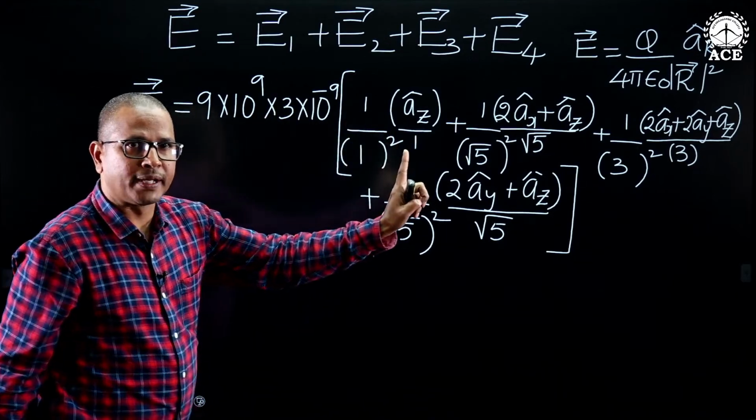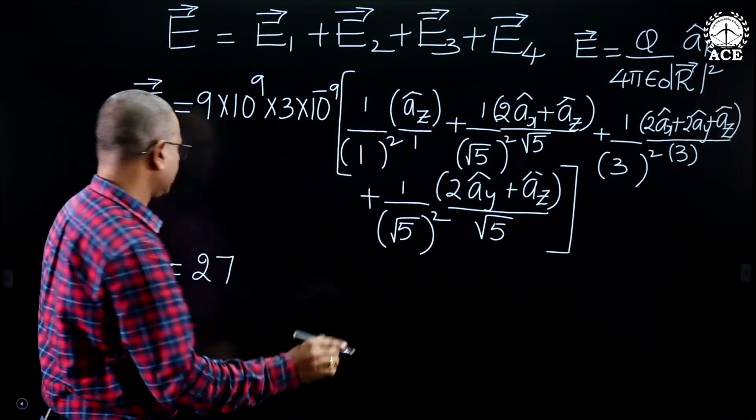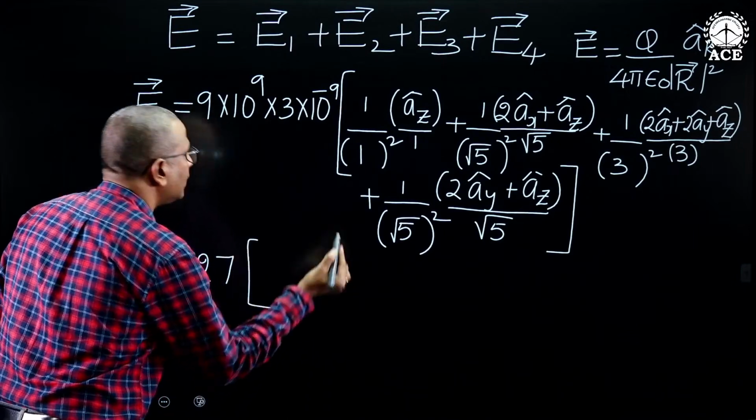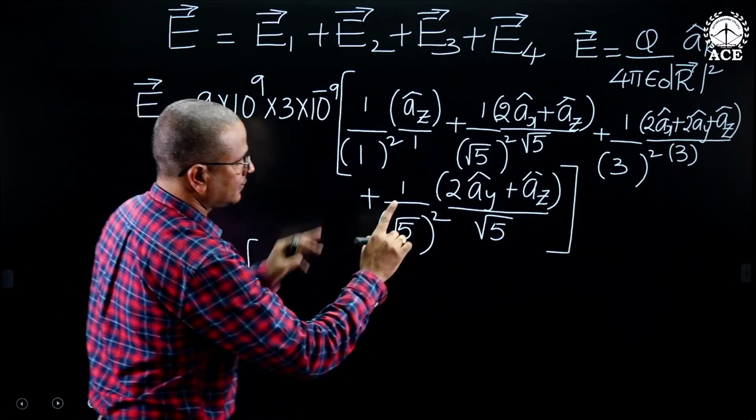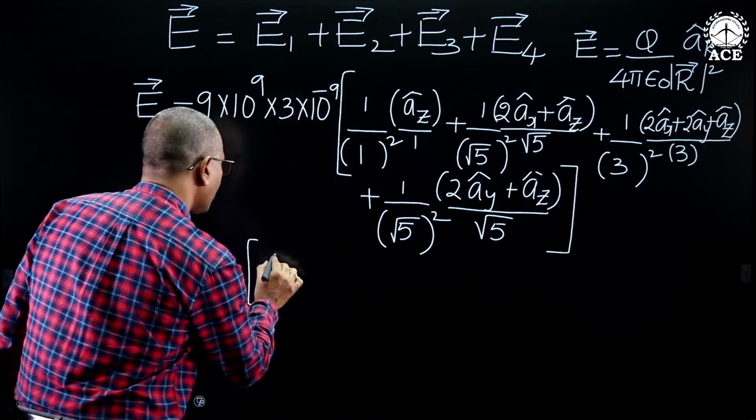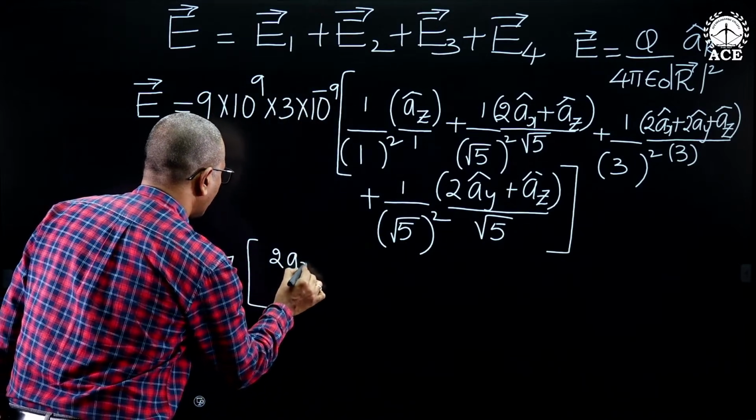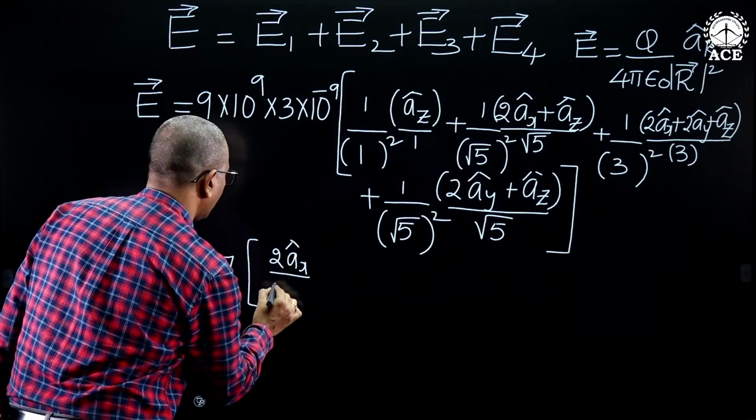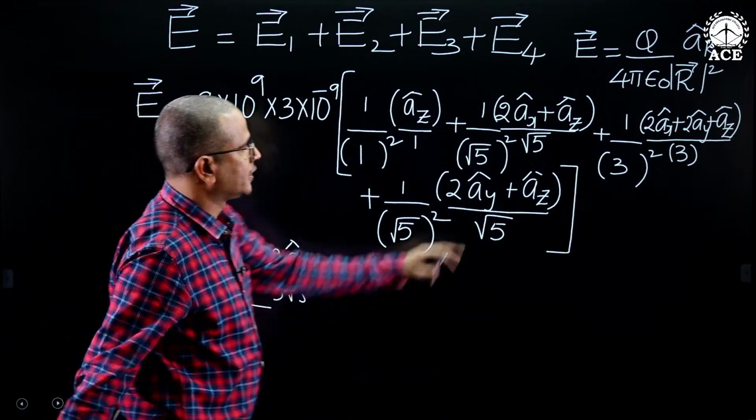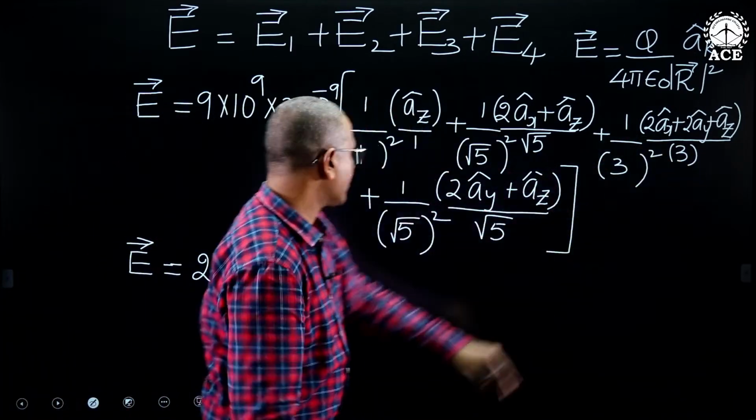10 power 9, 10 power minus 10, 10 power 0, we can write 1. That we need not write. In fact, whatever is left, I am writing x, y, z sequentially. So I am just writing at one place 2ax cap divided by 5 root 5, this one. And any x you can write.